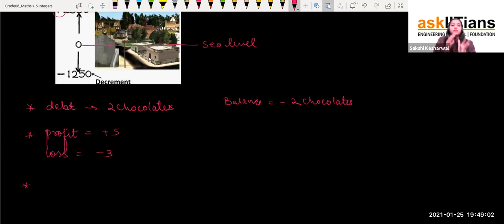So these are a few examples from daily life of why we needed negative numbers in our day-to-day life, right? So I think everyone is clear with this. Sure, I think everyone is clear. If you have any doubt, you can ask anytime. You're free to ask all the time, right?